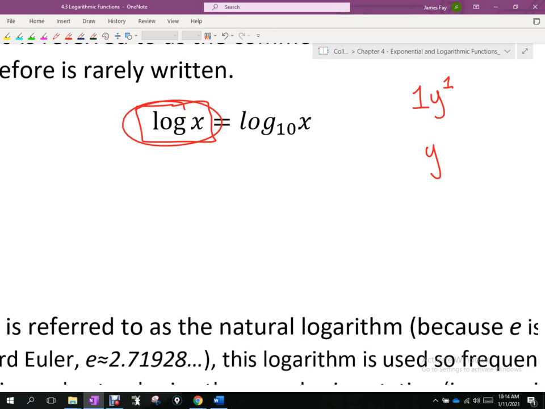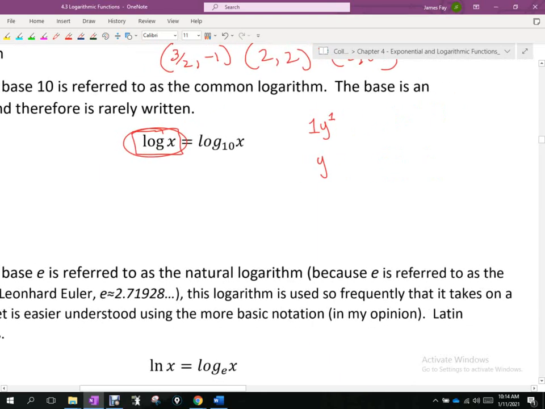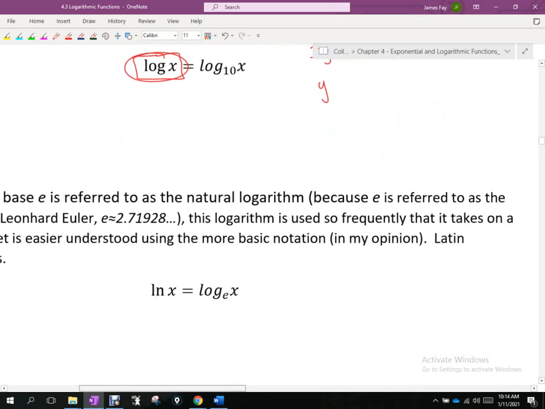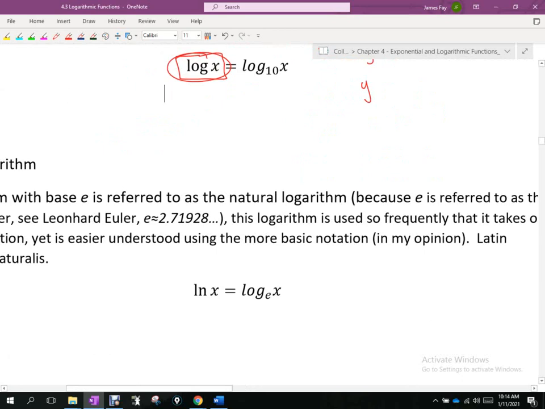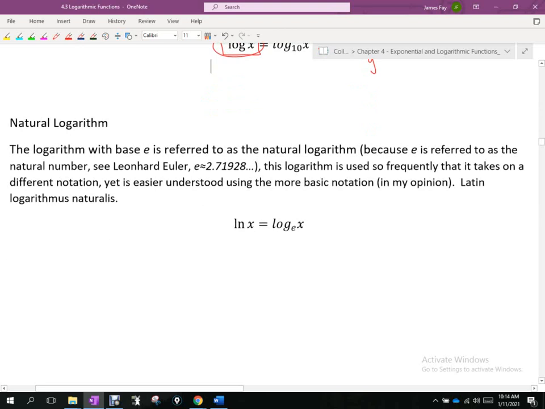Your buttons on your calculator are programmed with the common log. Okay? Just because of how frequently we use it. If we want to change the base, some of your calculators have the ability to go in and change that base. Others, we have to use what we call a change of base formula, which I'm not going to get into right now. Okay. The other base that is used most frequently is a base of e.